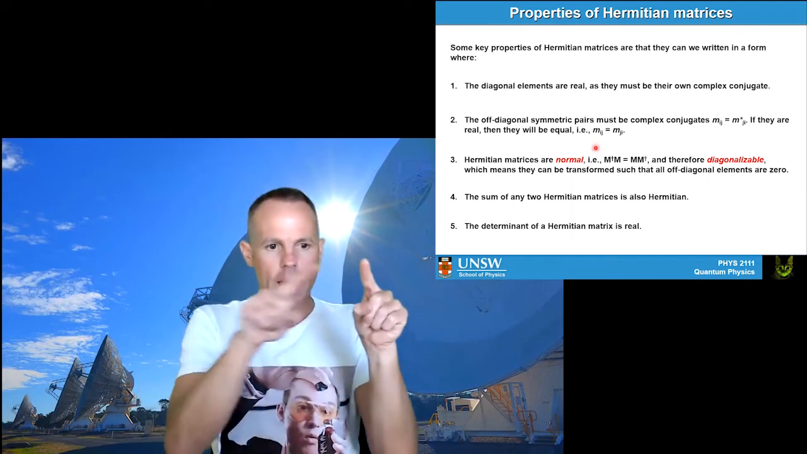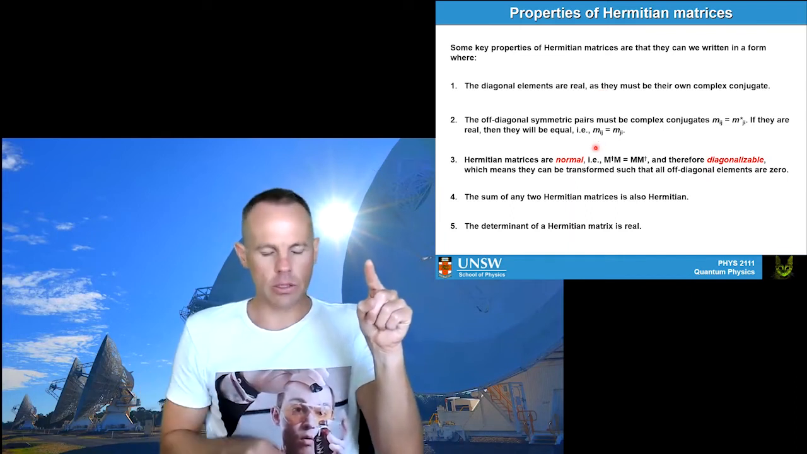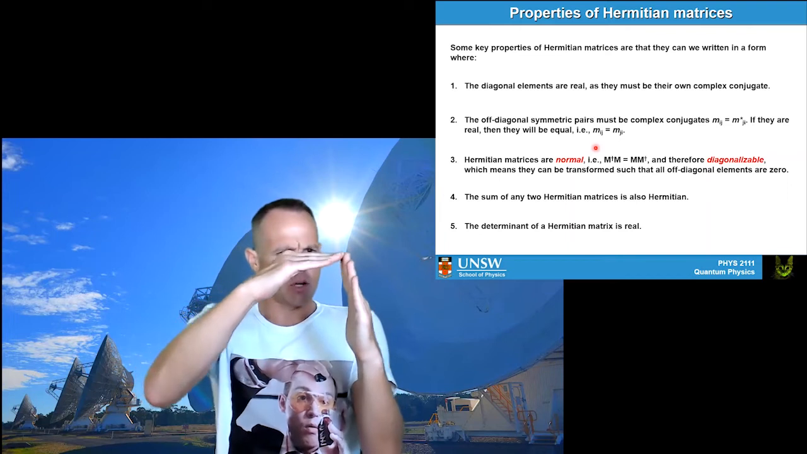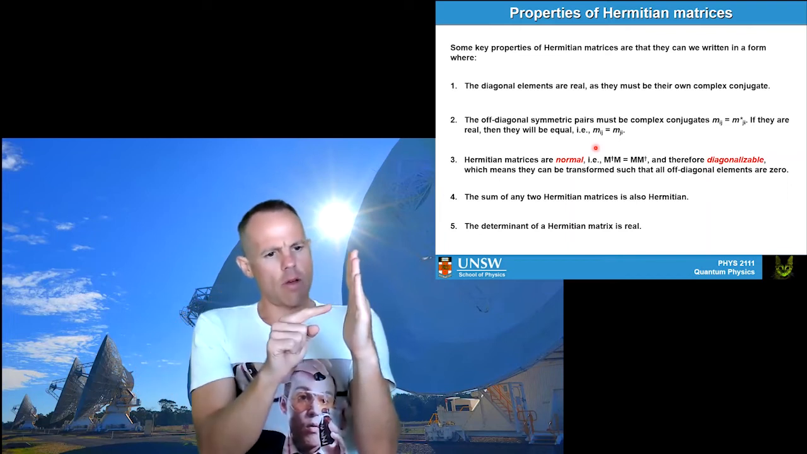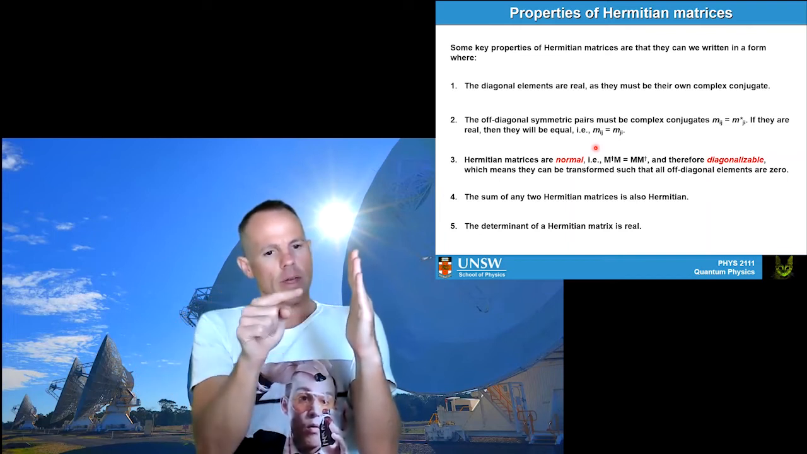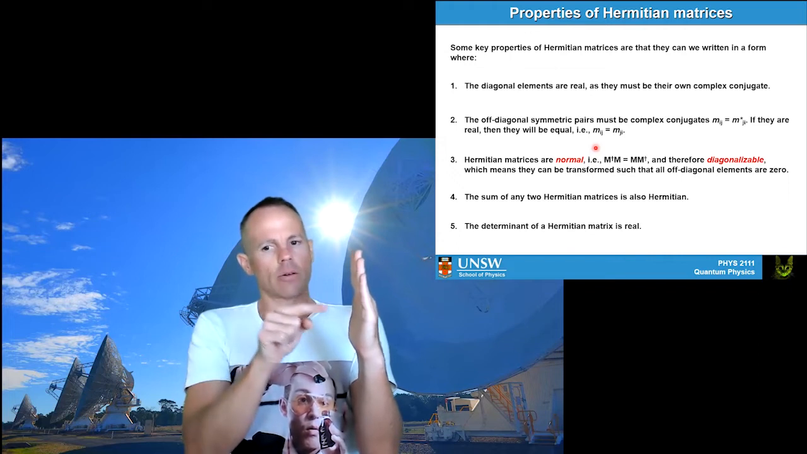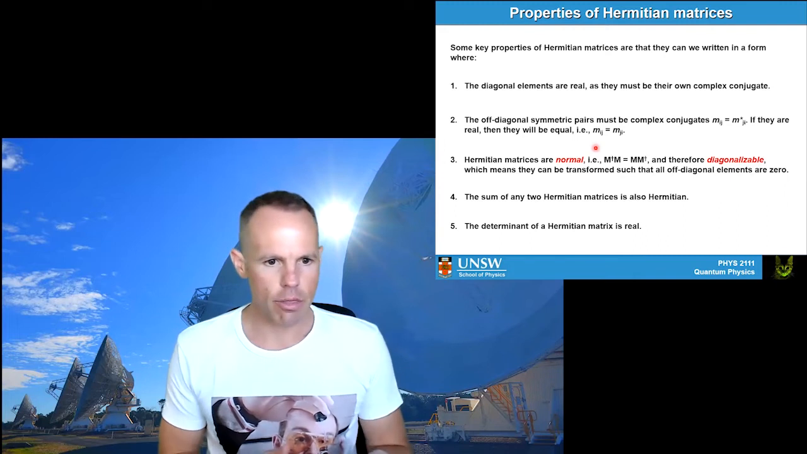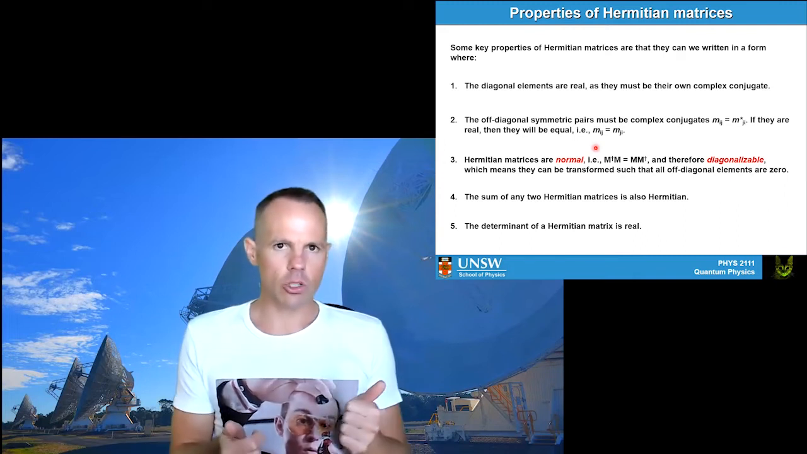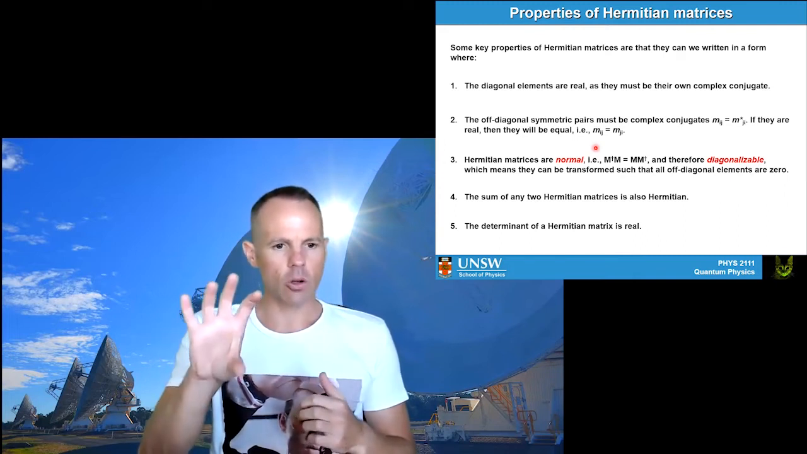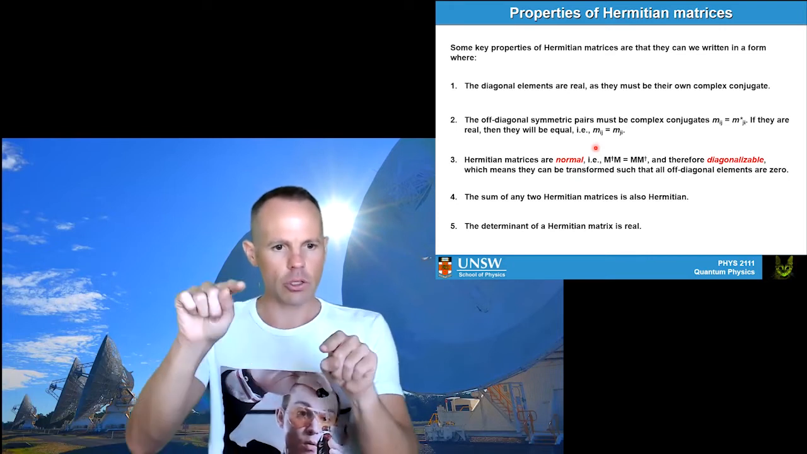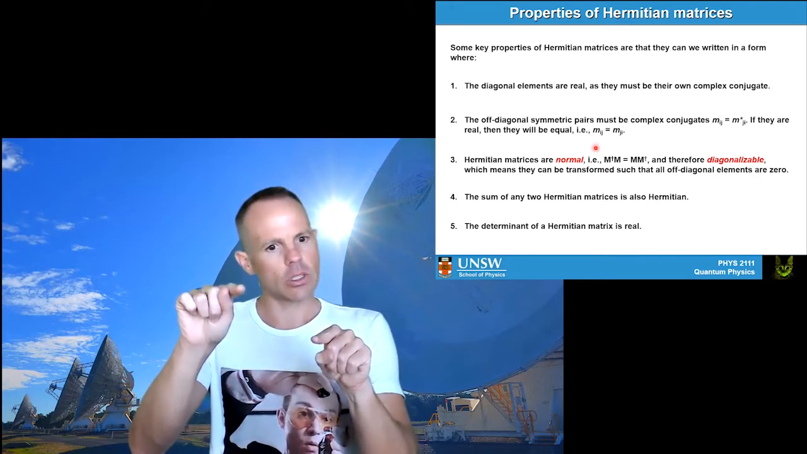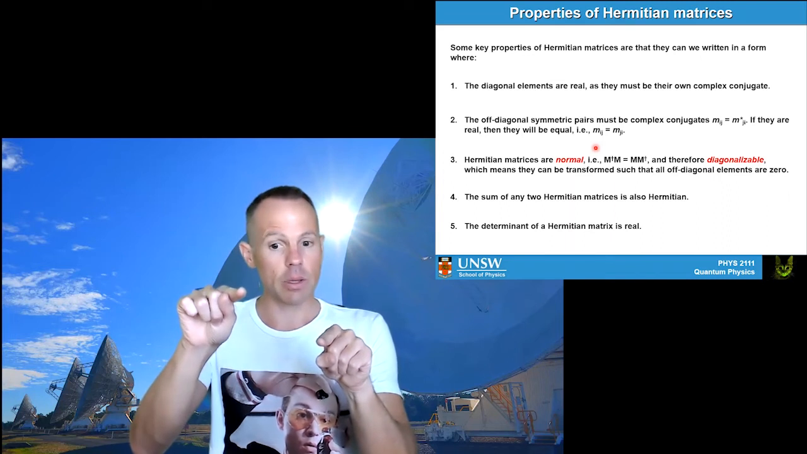Next, all the off-diagonal symmetric pairs. I always think about square matrices in terms of a diagonal, and then you have pairs that are on opposite sides of that diagonal. That's what I mean by off-diagonal symmetric pairs. They have to be complex conjugates of each other. Again, this comes from the idea that when we do a Hermitian conjugation, we take the matrix, take its conjugate, and transpose. If it's Hermitian, then those two matrices have to be equal, which means those two elements have to be equal.